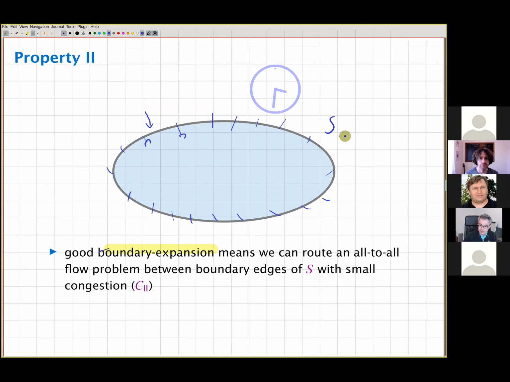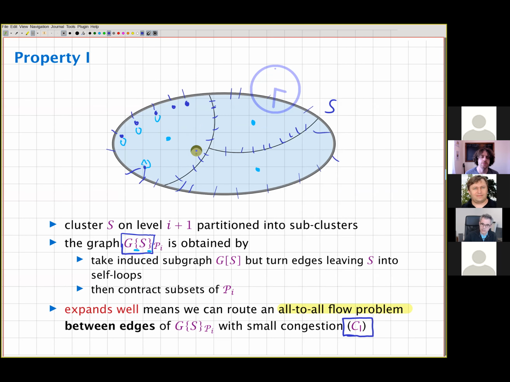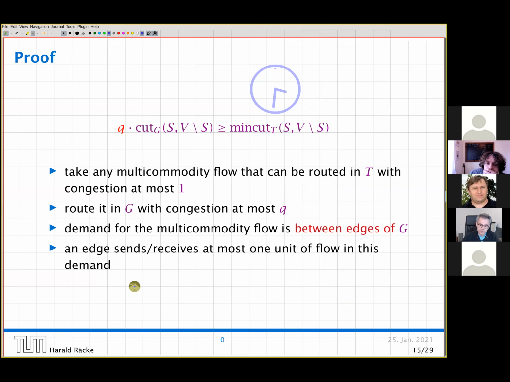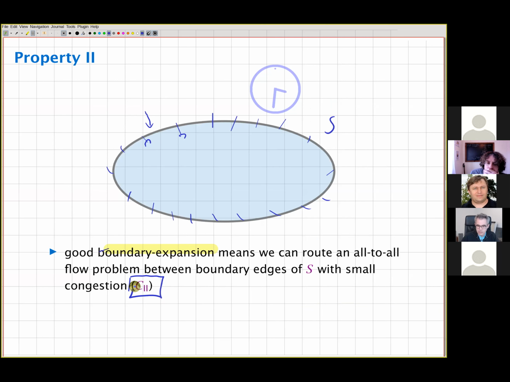And importantly, this flow problem is not on the contracted graph. So here, the first flow problem was on the contracted graph. This flow problem is on the whole graph. And this I want to solve with some congestion C2. And the claim is the following: if I have this, then I will get a quality that is roughly H times C1 times C2.